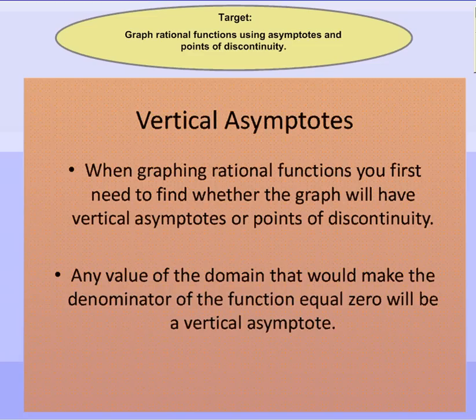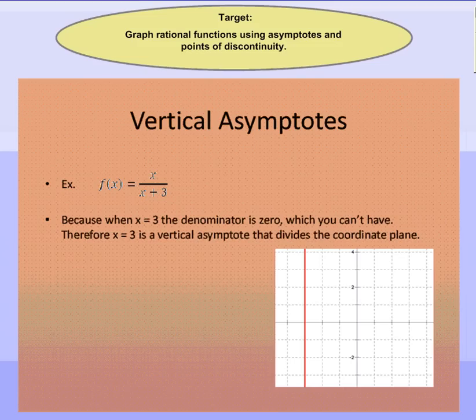Again, domain is your x values. You're looking at your inputs. So if there's any input that you can put into the function and the denominator would equal 0, that is going to imply a vertical asymptote. So looking at this very simple expression, it's x over x plus 3. Thinking about the domain, what values of x can you have? Or what can't you have?